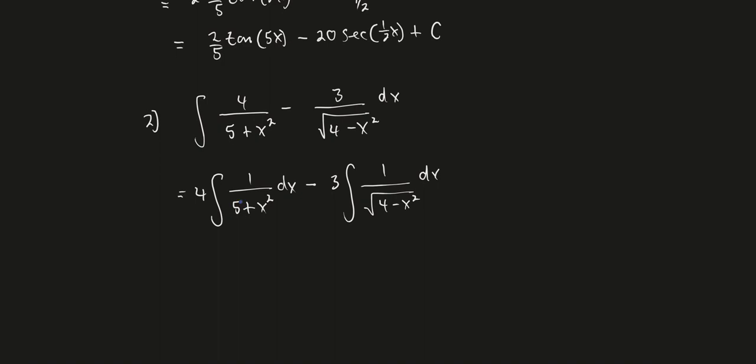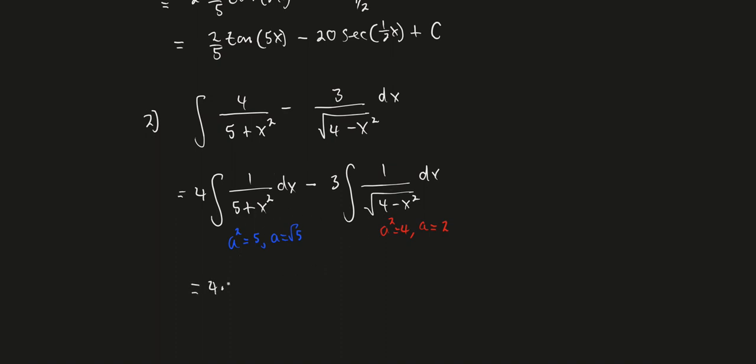So based on how the rule is normally stated, your a squared here is 5, and then taking the positive square root, we get that a is root 5. And then for this one, a squared is 4. Taking the positive square root, we get that a is 2. So now I can write down the rule that gives me the antiderivative for each of these.